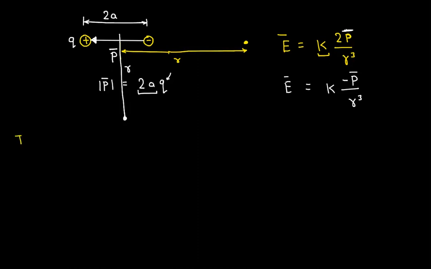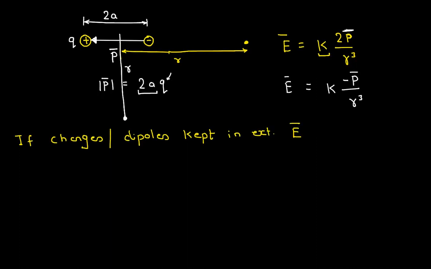Okay, so if charges or dipoles are kept in an external electric field, the force on the charge is simply q into E. We are not talking about potential or potential energy today. Okay, that will be taken up in the next class. This is the effect. Then on a dipole, what is the force if the electric field is uniform? E cross E. Okay, it is zero. Force is zero on a dipole if the electric field is uniform. Okay, torque is P cross E. Fine, so I guess that's all. This is the entire chapter we have.